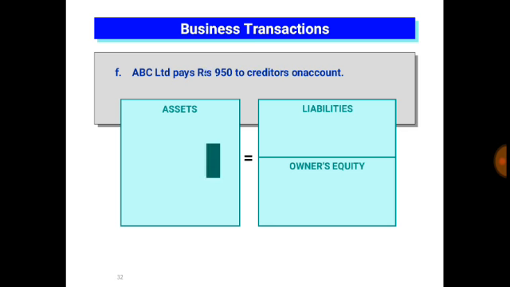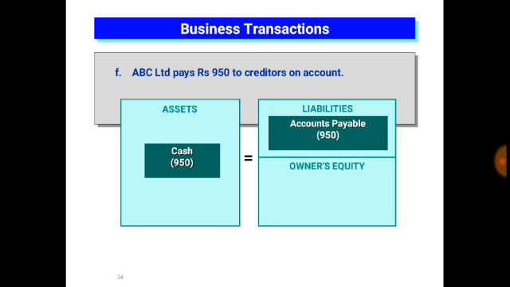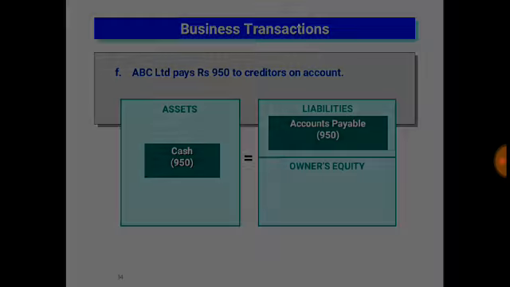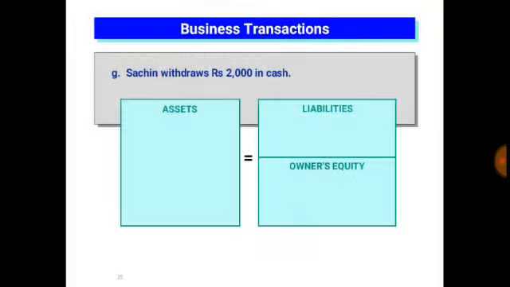Now the last transaction: if Sachin withdraws rupees 2000 in cash, that is called drawings. Cash will be down by rupees 2000, so assets will be down by rupees 2000, and owner's equity, because he withdraws rupees 2000, will also be down by rupees 2000. So these are certain examples. Now I think the concept of the accounting equation is clear to everyone.